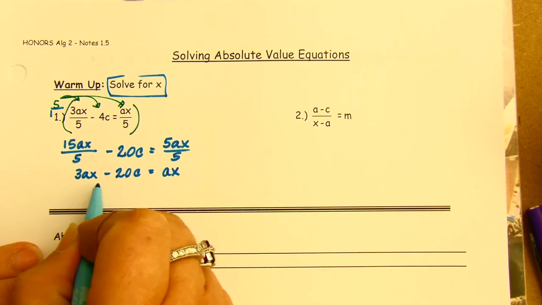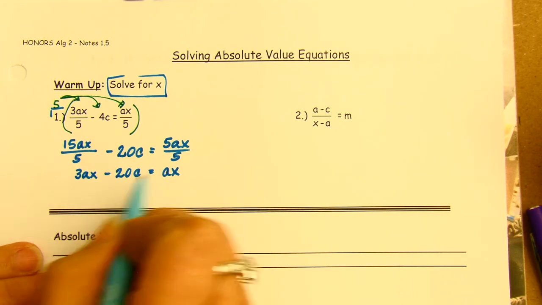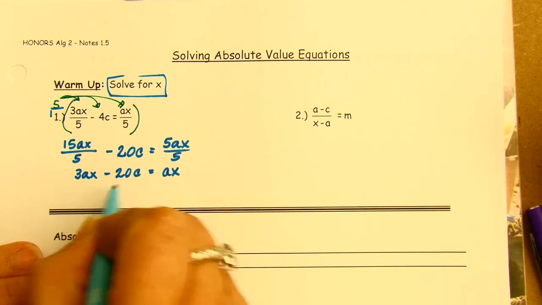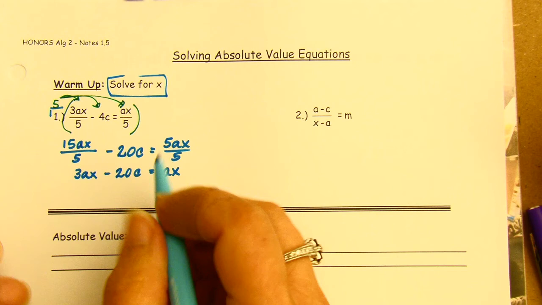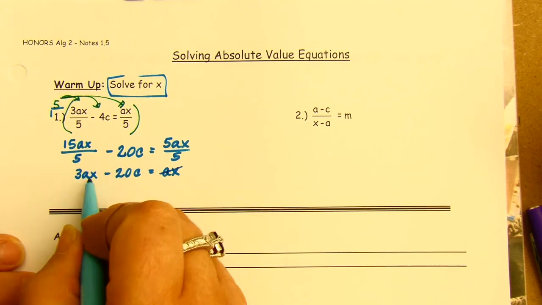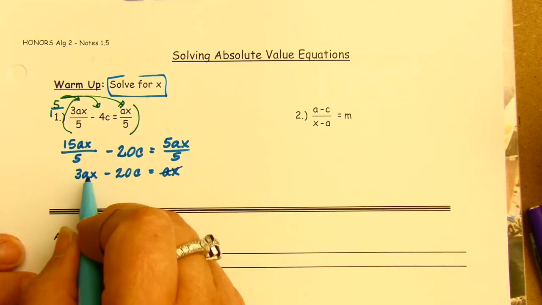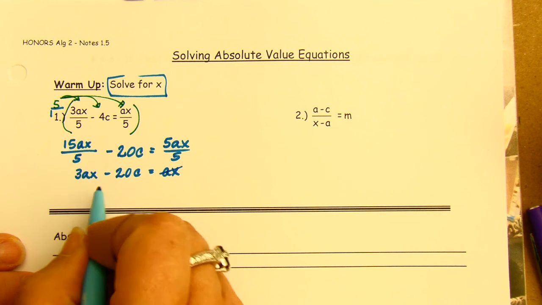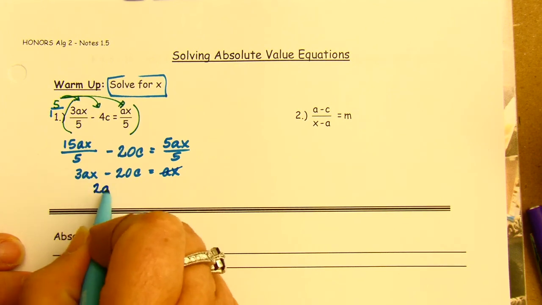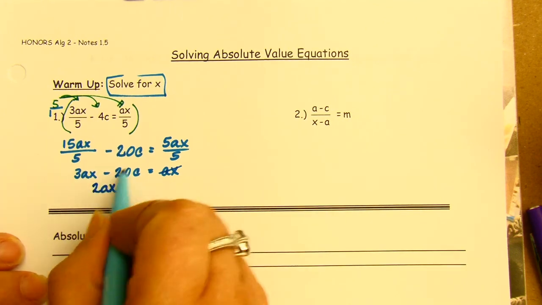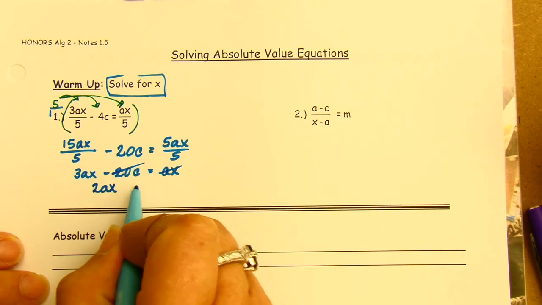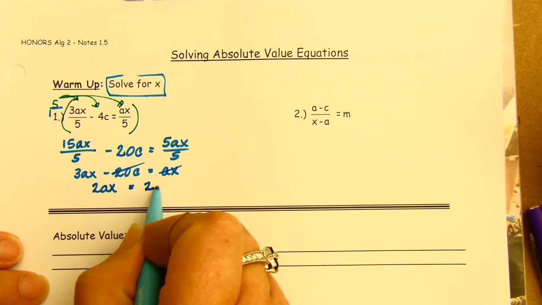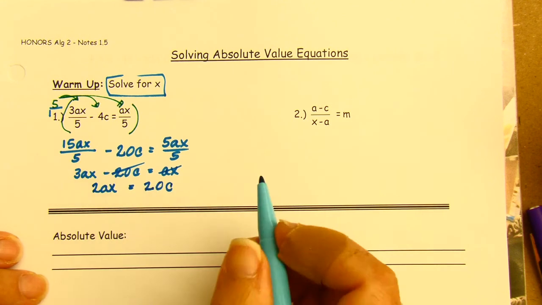This would be a 3ax subtract a 2ax. Excuse me. So I'm going to take this over here by subtraction, and when I do that I get 2ax because they are like terms. And then of course I need to move this 20c over to the other side because it doesn't have an x. So this is equal to positive 20 times c.